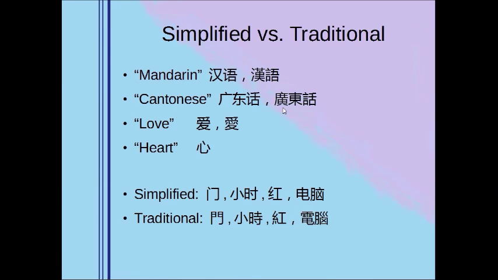The simplified characters take out a lot of radicals, which are parts of the character that carry meaning. It can be difficult sometimes for people to make the switch from traditional to simplified, as in this example, the word love. This heart, you can see in traditional characters, is here in the center radical, but simplified characters take the heart out of love. And so some people are really strong about wanting to keep traditional characters.